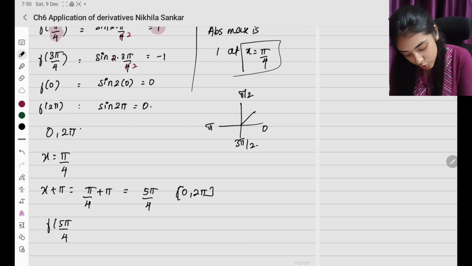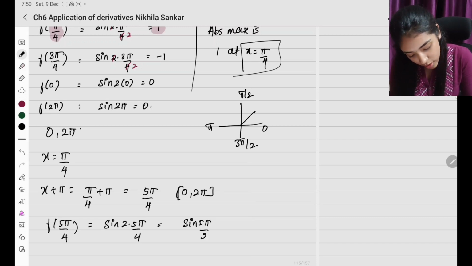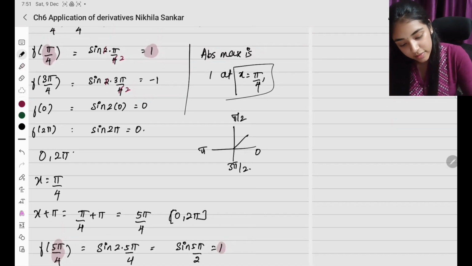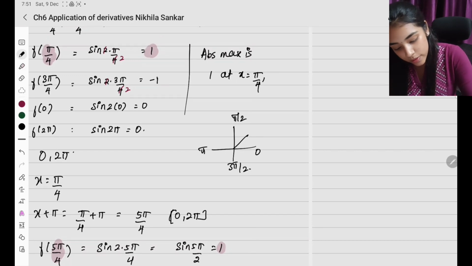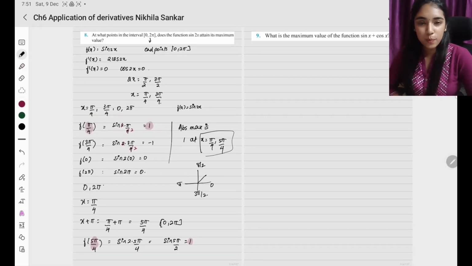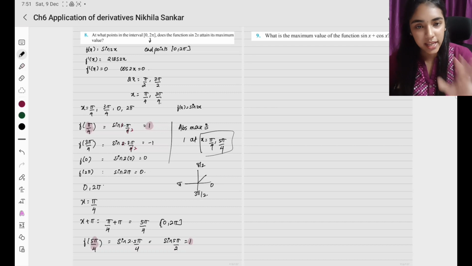So when I substitute 5 pi by 4 into the function, I have sin of 2 times 5 pi by 4, and this is also going to be sin of 5 pi by 2, which is 1. So I have two different values. So my other value is going to be maximum at pi by 4 and 5 pi by 4. Okay, so you have to write two different values because we are dealing with the interval 0 to 2 pi. So in every exam, do this: find one value, and if you add pi, you get the other value.